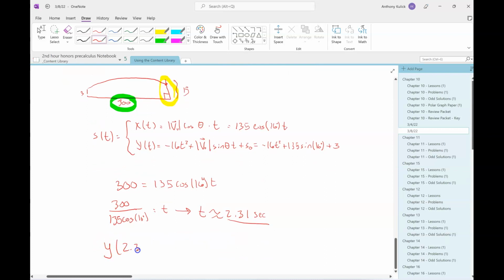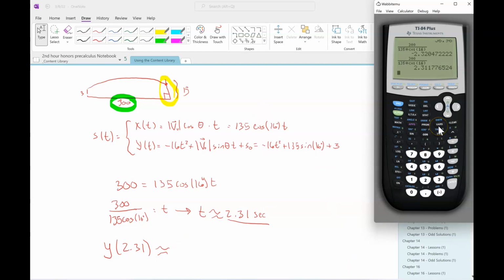So then I'm going to just do y of 2.31. I can plug that in by hand, or as we pointed out to Blake, we can just have the calculator evaluate this for us. So if I do vars, y vars, parametric, and I do the y1 of t, and the t I want to use is that thing that I just got out. So I have that it is, oh, that doesn't seem right.